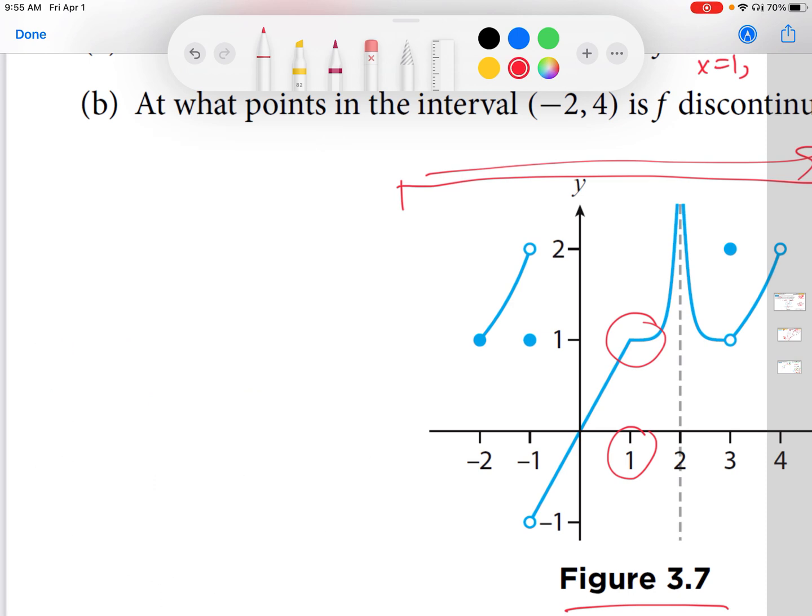Well, so the second one is, what if the graph has some sort of jump discontinuity? All right, so here is an example of a jump discontinuity. So what if this is my a value? That would be up here since that's included. Let's play the same game.